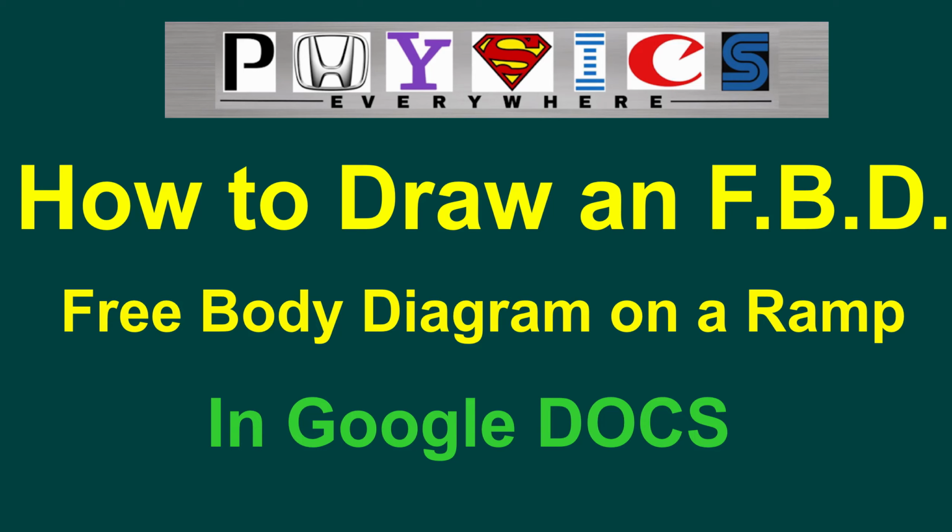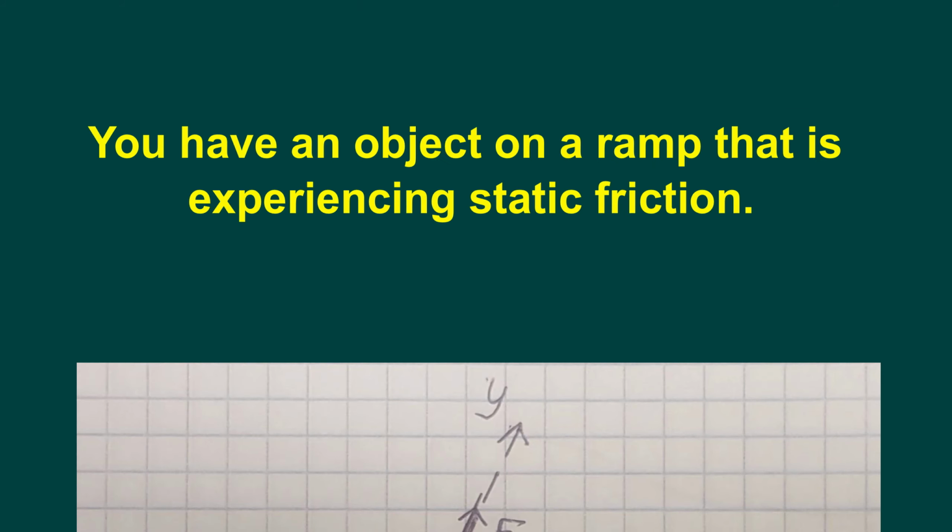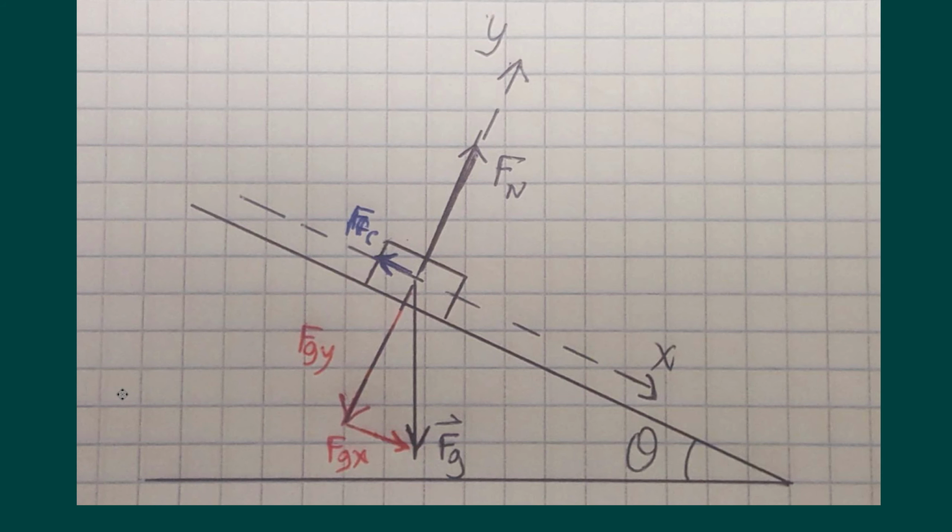Hey, so in this video, we're going to learn how to draw a free body diagram, or an FBD, of an object on a ramp that's experiencing friction, and we're going to see how to do it inside Google Docs. So we have an object that's sitting on a ramp that's experiencing some static friction. A free body diagram, handwritten, is going to look something like this.